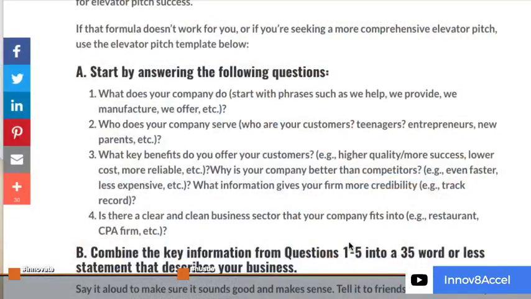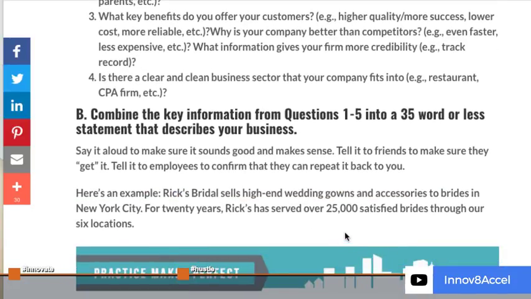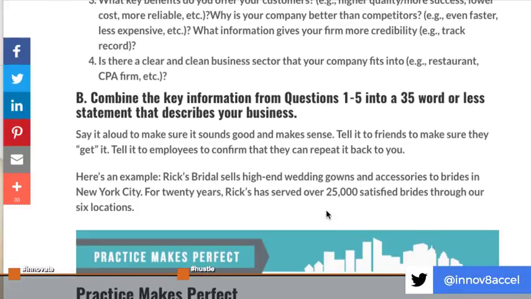And again, we come down to it again. You want to combine all of the activities in those questions into a summary that answers those 5 questions in about 35 words or less. So here's an example that this particular website uses. Rick's Bridal sells high-end wedding gowns and accessories to brides in New York City. For 20 years, Rick's has served over 25,000 satisfied brides through his 6th location.